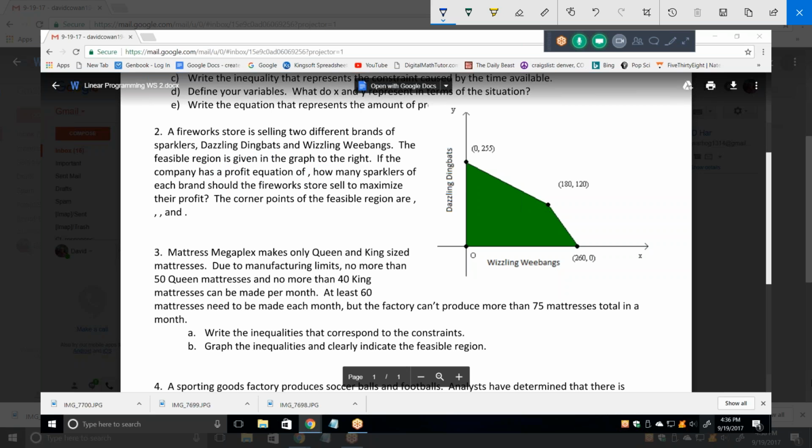So it's P equals 2.20 X plus 3.15 Y. Okay, that's what I called the objective function. The objective function is always the function you're going to test out each of these points on. And whichever one gives you the highest profit, that's your answer.